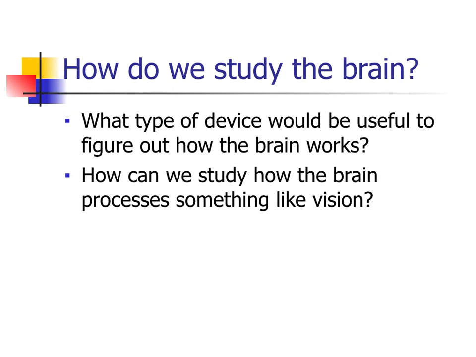One of the things you probably learned from your book is that the back of the brain processes vision. How do we know that? So we're going to go through 4 main techniques that are used in neuroscience to figure out what our brain does.